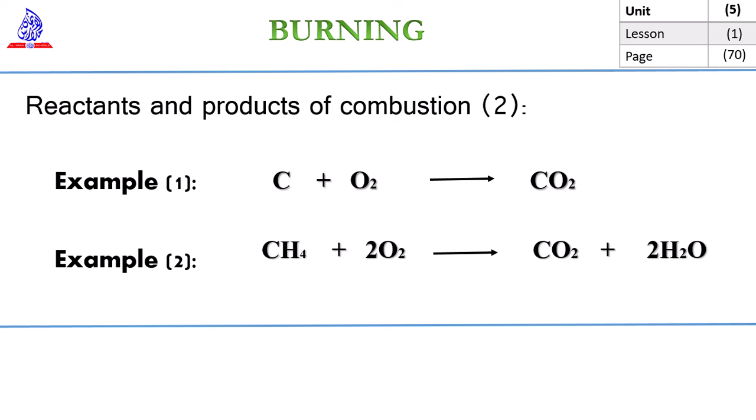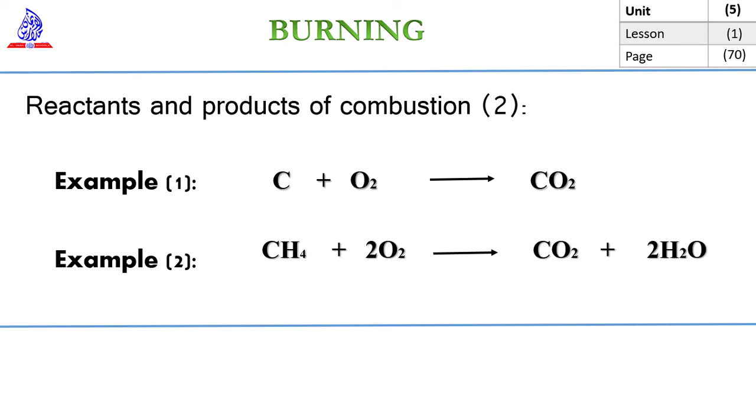And now we want to explain the differences between example 1 and example 2. Example 1 is a simple example, in which the substance combines with oxygen. The substance is carbon, which forms carbon dioxide, only one product. In example 2, there is a hydrocarbon which includes 1 carbon atom and 4 hydrogen atoms, named methane. Methane reacts with oxygen to form carbon dioxide and water.